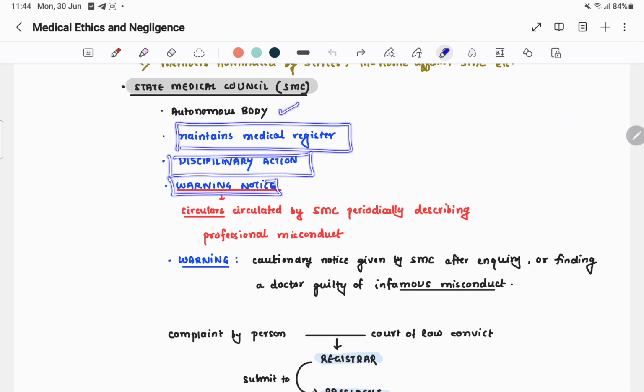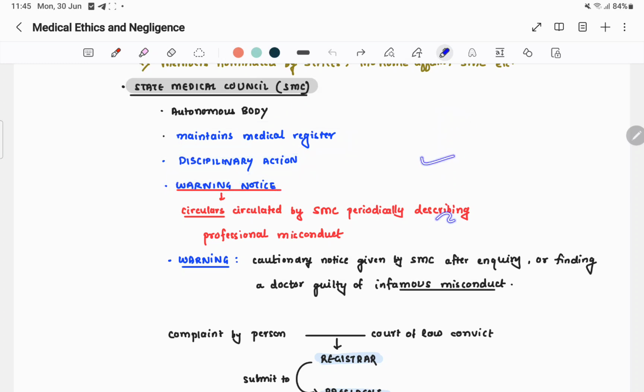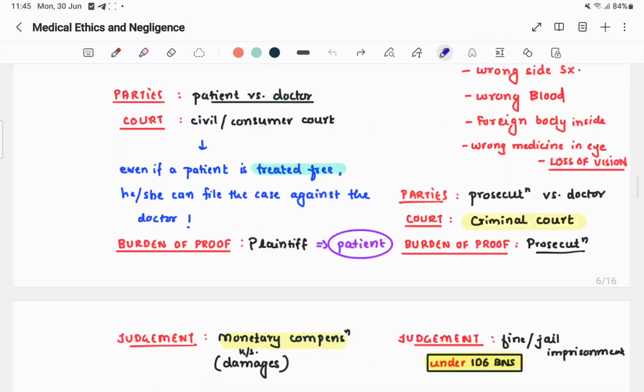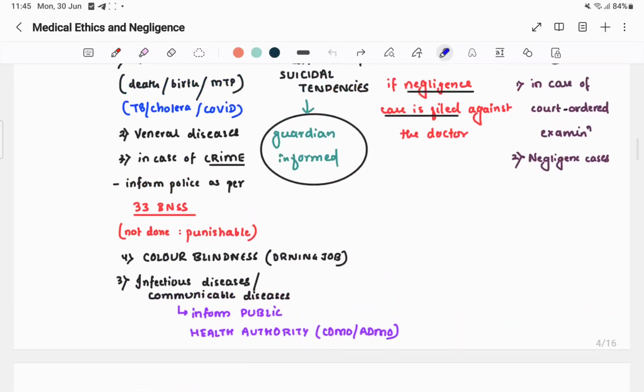Disciplinary action. Warning notice, what is warning notice? I told you, A, B, C, D, E, F, G, H. Advertisements, alcohol, abortion, adultery and all. B, bribe, commission, and C, all of this. Warning notice. Let us revise it first. If you have forgotten, just let me show you.